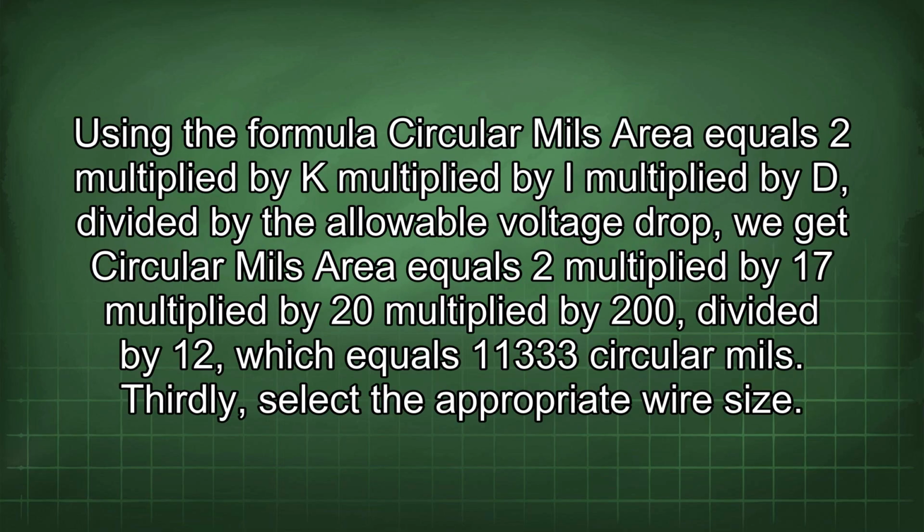Using the formula circular mils area equals 2 multiplied by K multiplied by I multiplied by D divided by the allowable voltage drop, we get circular mils area equals 2 multiplied by 17 multiplied by 20 multiplied by 200 divided by 12, which equals 11,333 circular mils. Thirdly, select the appropriate wire size.